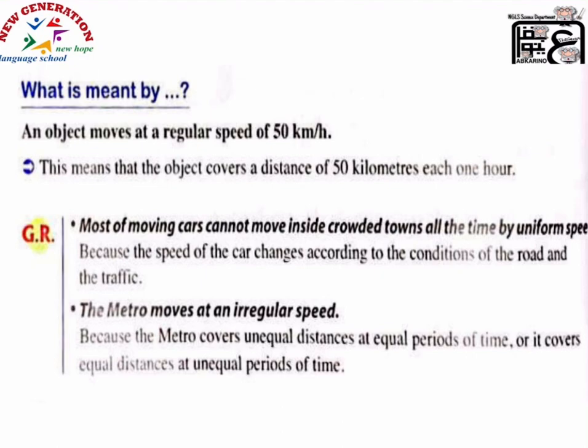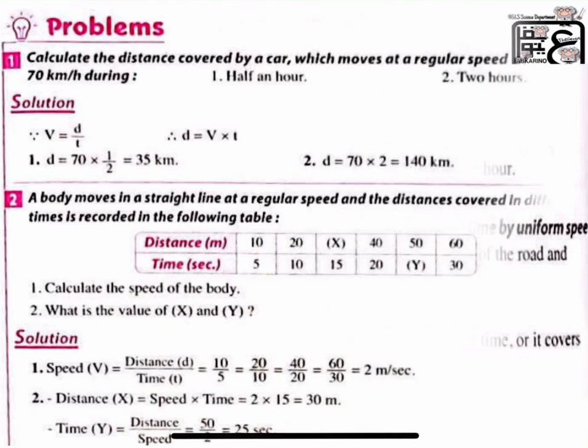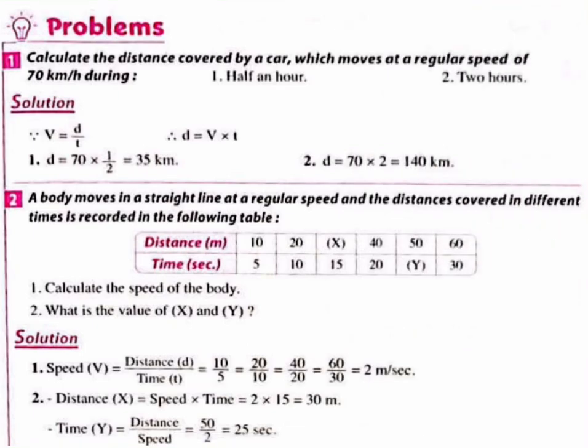The metro moves at an irregular speed. طبعا هنا طبعا المترو بيتحرك عندي بسرعة غير منتظمة because the metro covers وفي الوقت ده نعرف على طول التعريف بتاعنا unequal distance at equal periods of time, or it covers equal distance at unequal period of time. Okay, so here we have problem. We will concentrate about V equal D over T. But please, my friends, look carefully to the unit of distance and the unit of time. Okay, it will be kilometer per hour or meter per second.